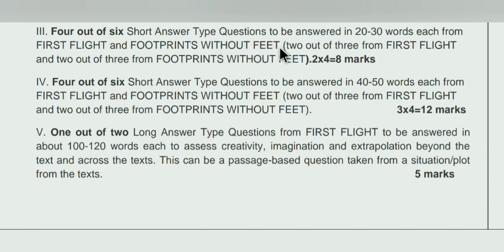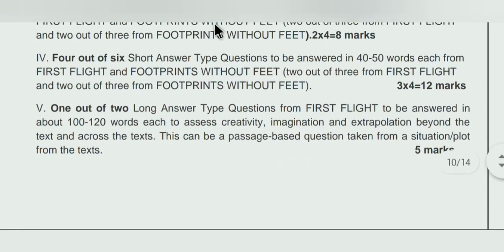It cannot be that, out of a total of 4 questions, I answer all 3 questions from First Flight and 1 question from Footprints. No, you have to answer 2 questions from First Flight and 2 questions from Footprints compulsorily. Only then will your answers be corrected and you will get marks for them.